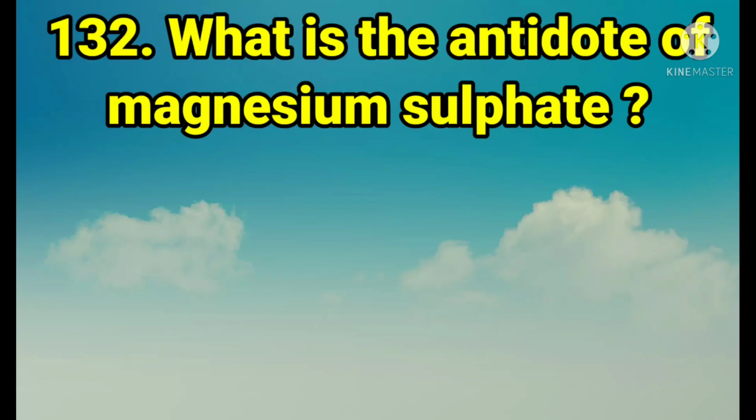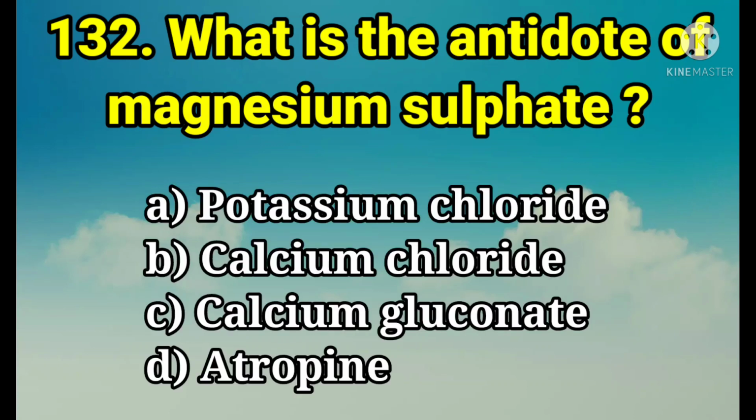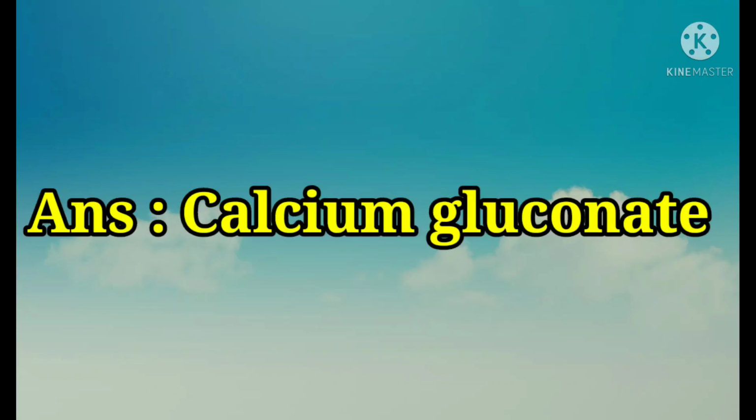The next question, what is the antidote of magnesium sulfate? The options are potassium chloride, calcium chloride, calcium gluconate and atropine. And the answer is calcium gluconate. ആൻറ്റിഡോട്ടിൻ്റെ ഒരു വേറെ തന്നെ ഒരു സ്പെഷ്യൽ വീഡിയോ ഉണ്ട് ചാനലിൽ, അപ്പോൾ അതെല്ലാവരും ഒന്ന് പോയി കാണുക.